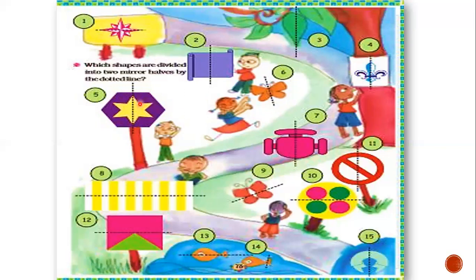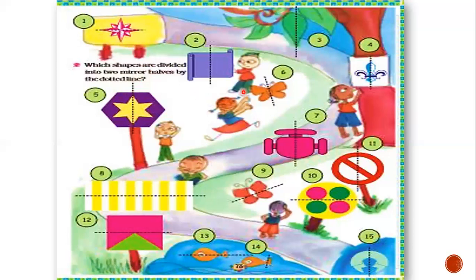Fifth figure, okay, fifth figure we will get the exact mirror half. So the fifth figure can be divided into two mirror halves by this vertical division. So first answer is the fifth one. First, second, third and fourth we will put a cross mark only because they are not the exact mirror halves. Fifth one you can put a tick mark.